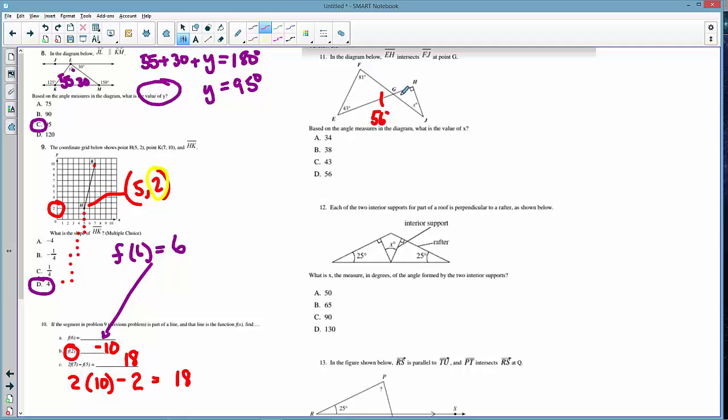Of course, you've got a vertical angle here, so that's also 56. So 56 plus x, that's this angle here, plus 90, that's a right angle symbol, has to equal 180. Okay, 56 plus x equals 90. x equals 90 minus 56. Let's pause there for a second.